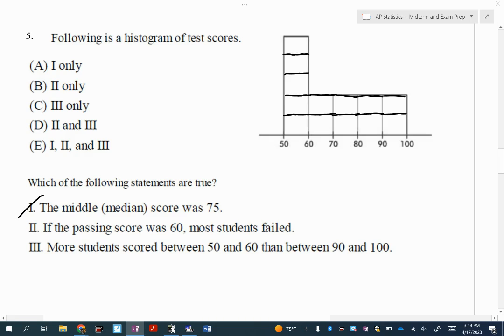If the passing score was 60, most students have failed. Well, let's see. We can just take a little count here. So here's 60. How many students have passed in my scenario? 8. All right, how many have failed? All right, is that most have failed? No, that's most have passed. Let's see. So we have more students scored between 50 and 60 than between 90 and 100. Yes, right. I'm saying that this is 5 students and this is 2 students. So 5 is more than 2. You're right. It is C.